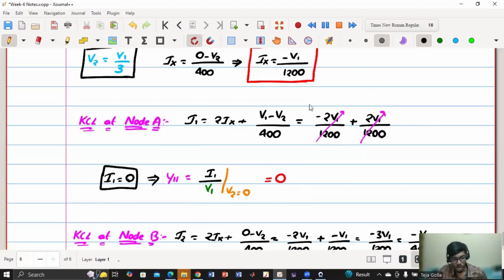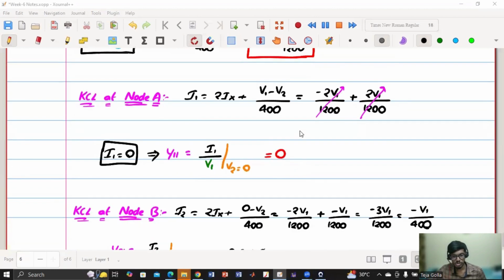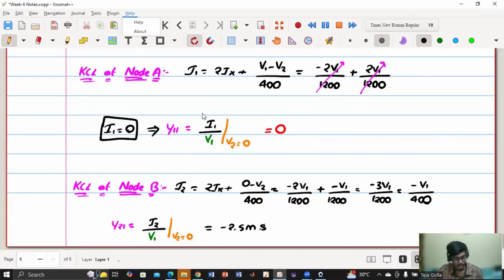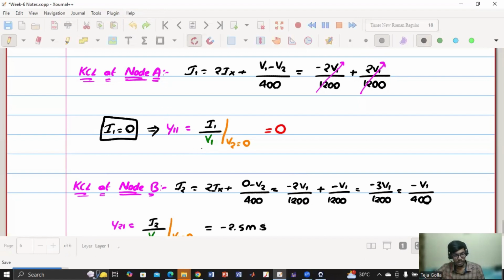Sir, is there any shortcut to find these Y parameters, or do we have to go by this? Yes, there is no shortcut. You have to solve and get this. There is no shortcut or anything as such. Clear?